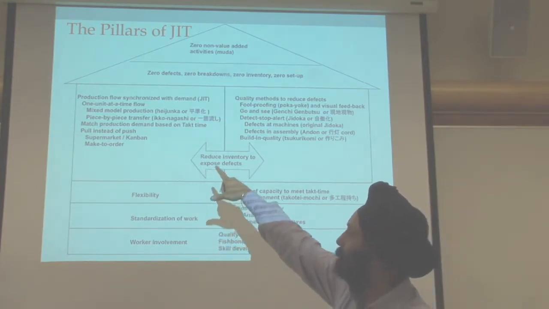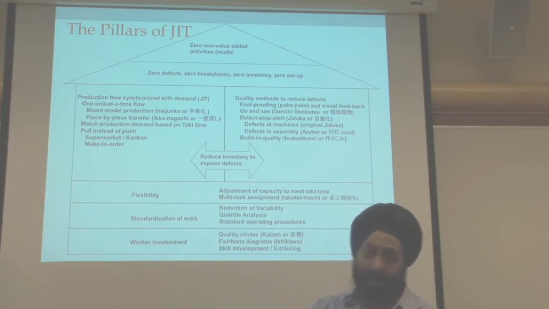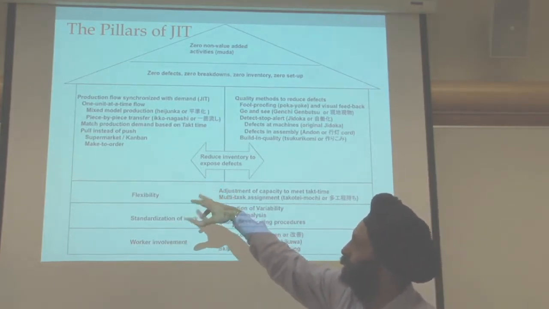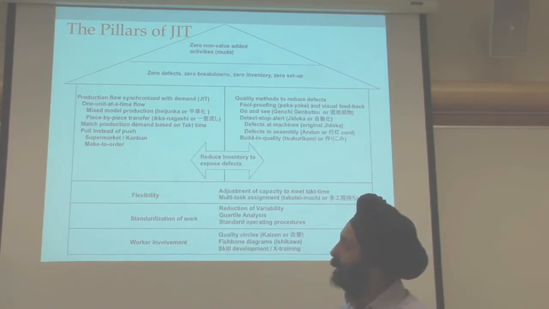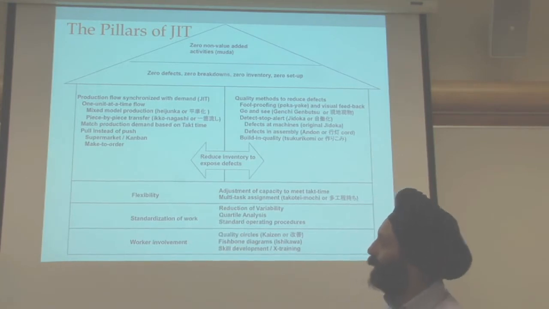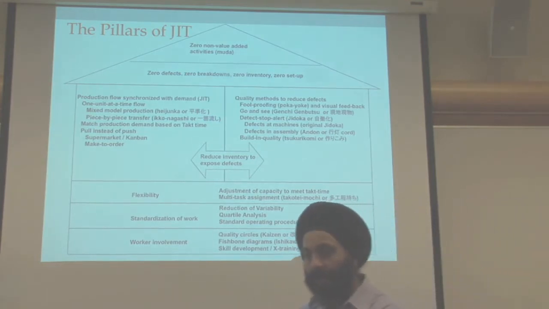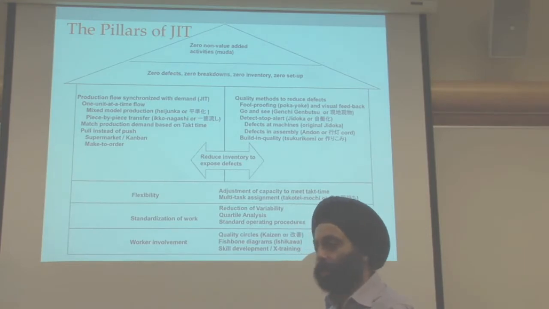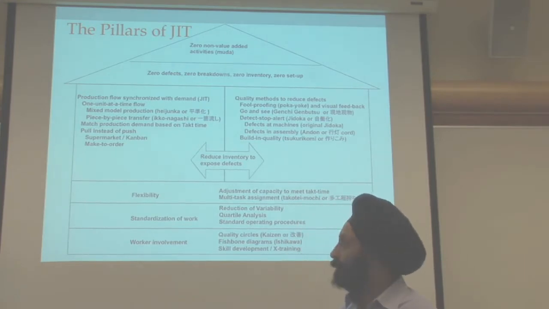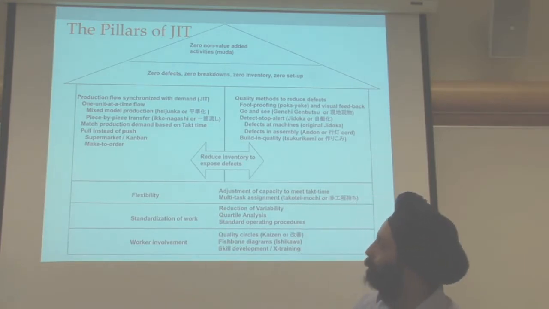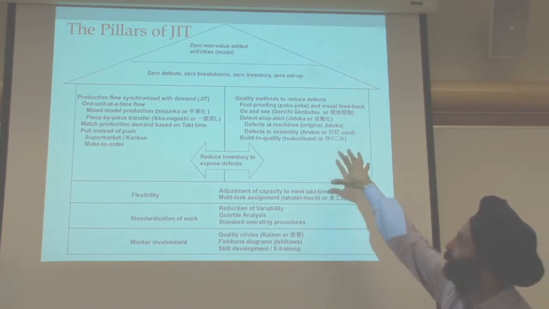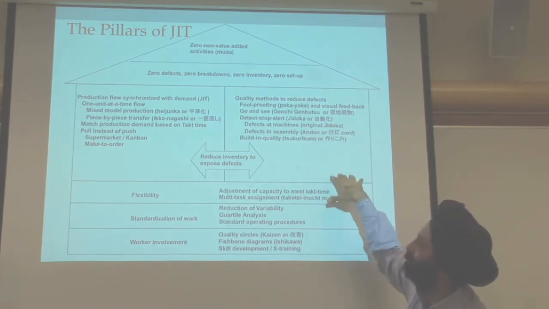Match production to demand based on takt time, and we'll address that in a later slide. Pull instead of push, which also will be addressed a bit later, in the pull system. And supermarket Kanban, which is focusing on a certain number of units that have to be produced every time we have authorization to produce. Make-to-order environment that you have. And in terms of over here, quality methods to reduce the defect.